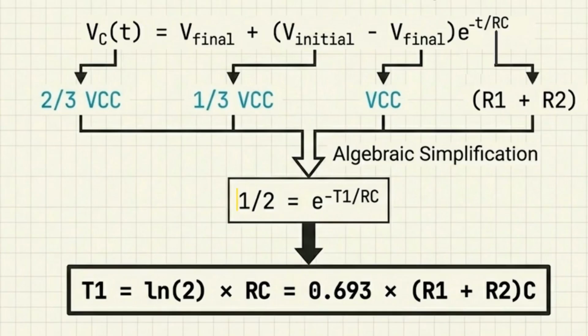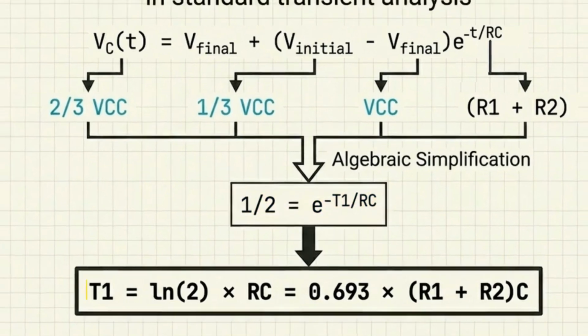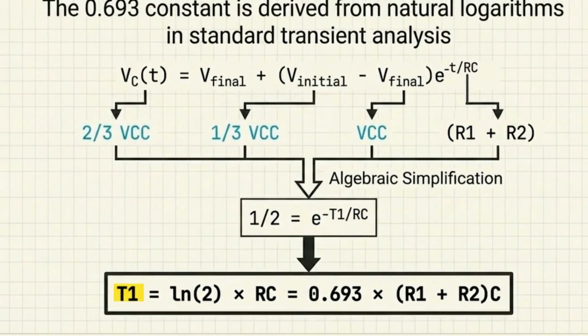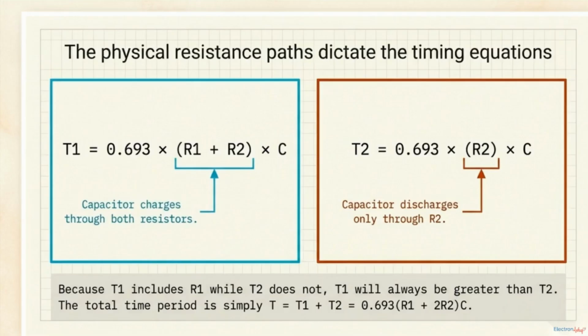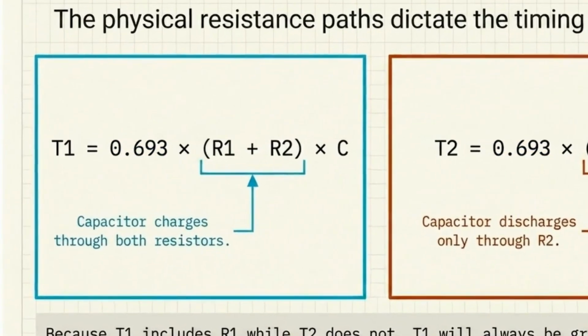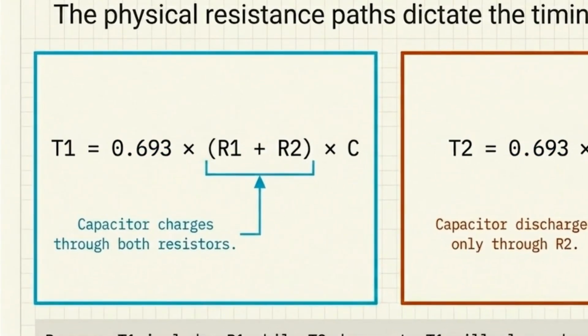By isolating the time variable, T1, the equation simplifies until the exponential term equals exactly 1/2. To extract T1, we take the natural logarithm of both sides. The resulting timing multiplier is the natural log of 2, equaling exactly 0.693. These final timing equations show that the 0.693 constant is an inescapable mathematical consequence of charging an RC circuit exactly halfway toward its steady-state target.